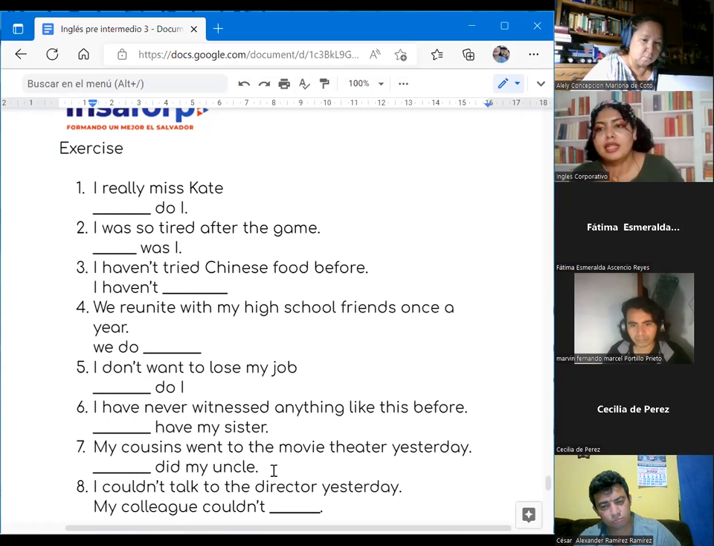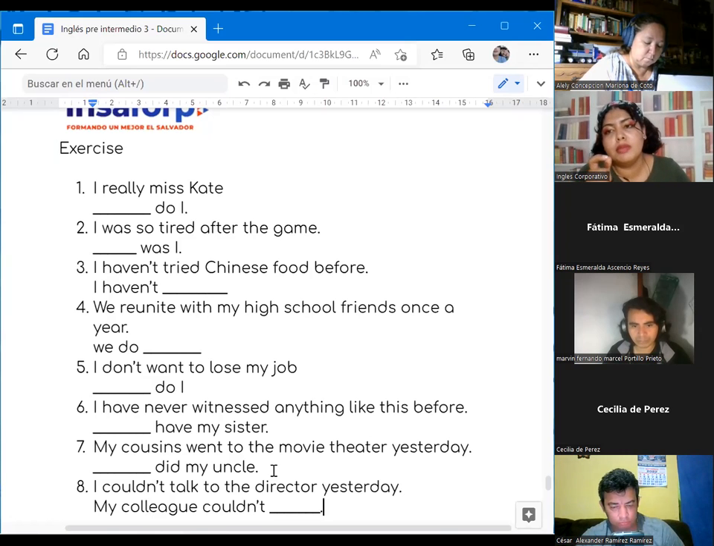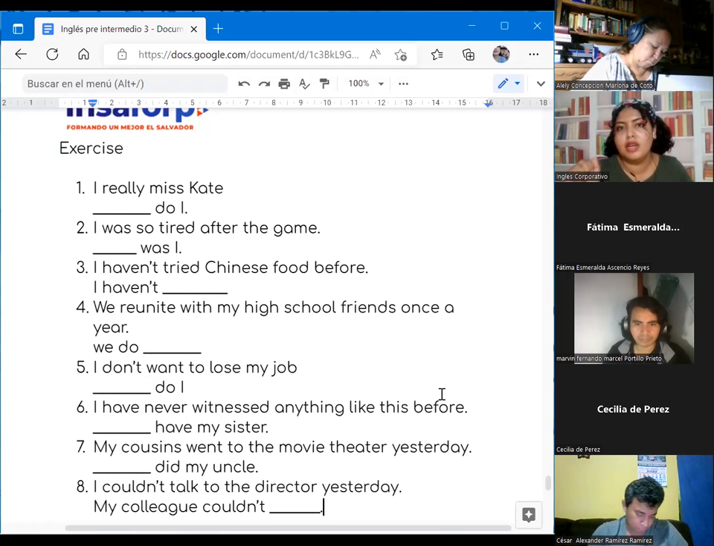So, read the sentences, and then you are going to tell me what is the word that is missing. So, we have like 2 minutes to read the sentence and analyze the situation, and then we are going to give the answer. So, the time begins now.